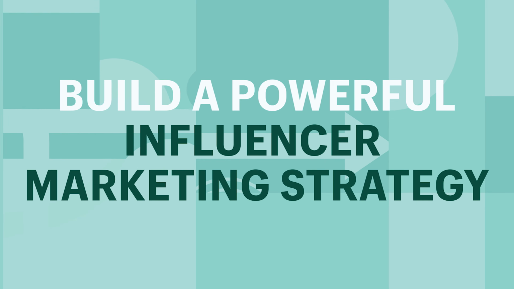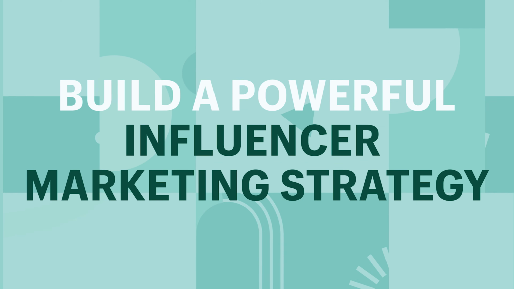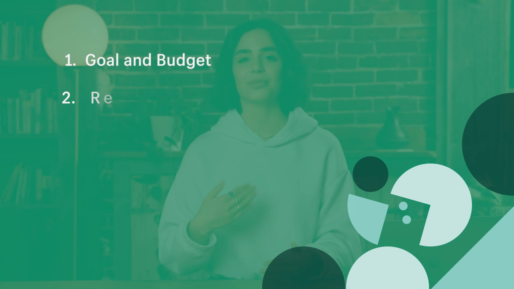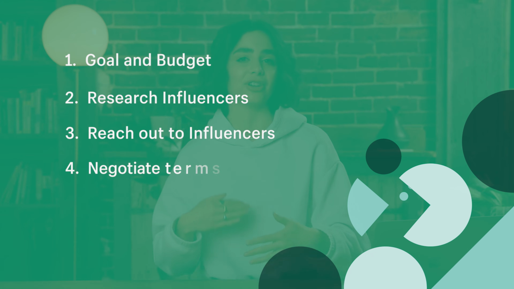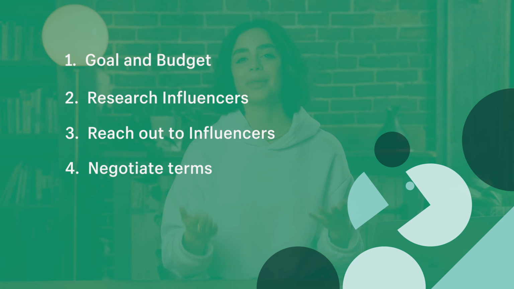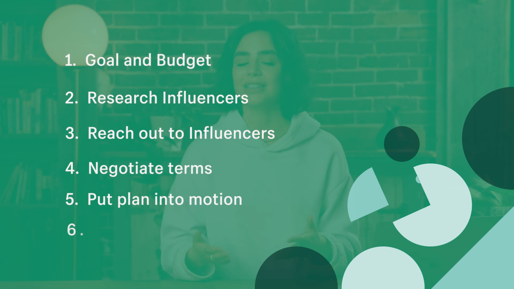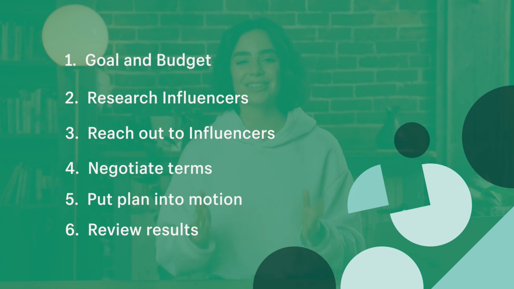How to build a powerful influencer marketing strategy. So these are the steps that we're going to look at in creating a successful campaign in today's video. So first, you're going to want to set your goal and your budget. Then you'll do some research on your influencers. After that, you'll reach out, then you'll negotiate the terms, then you'll put your plan into action, and then you'll review to see if your campaign actually worked. So let's look at these steps in detail.